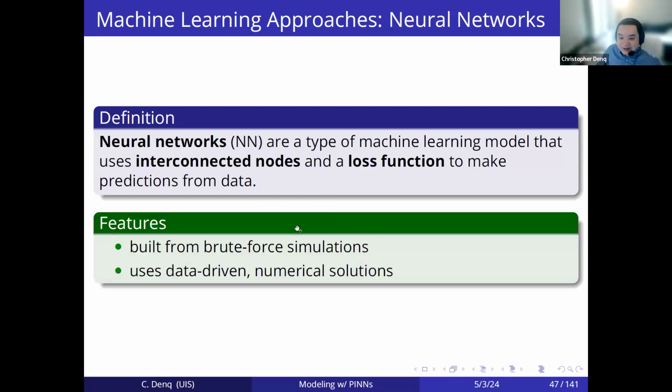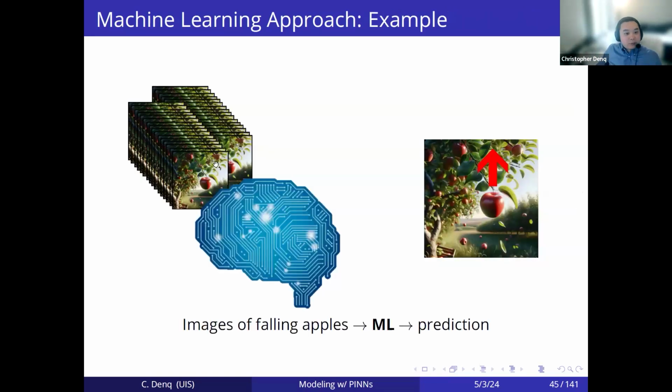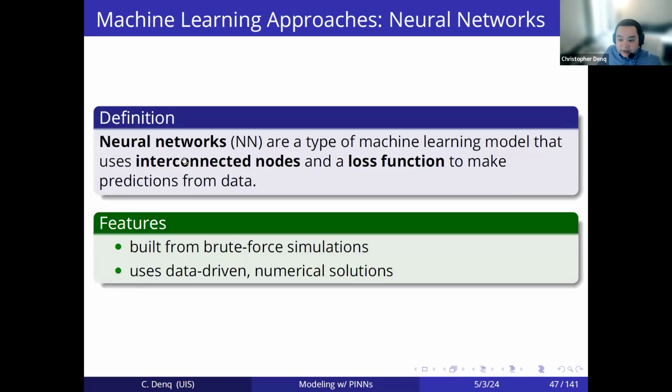So we've talked a lot about machine learning and neural networks. Just to sum up the big features here, the machine learning approach has two main features, right? It's built from those brute force simulations. When we talked about learning from its mistakes, it needs to constantly compare its results to the data and run through all these simulations. It's trying to find a brute force solution, right? The second part uses data-driven numerical solutions. So that's the part with the apples. The machine learning model must have a lot of data to be able to learn from those mistakes. And this is very different from a physics-based approach, where you just have an equation and then you're sort of done with it.